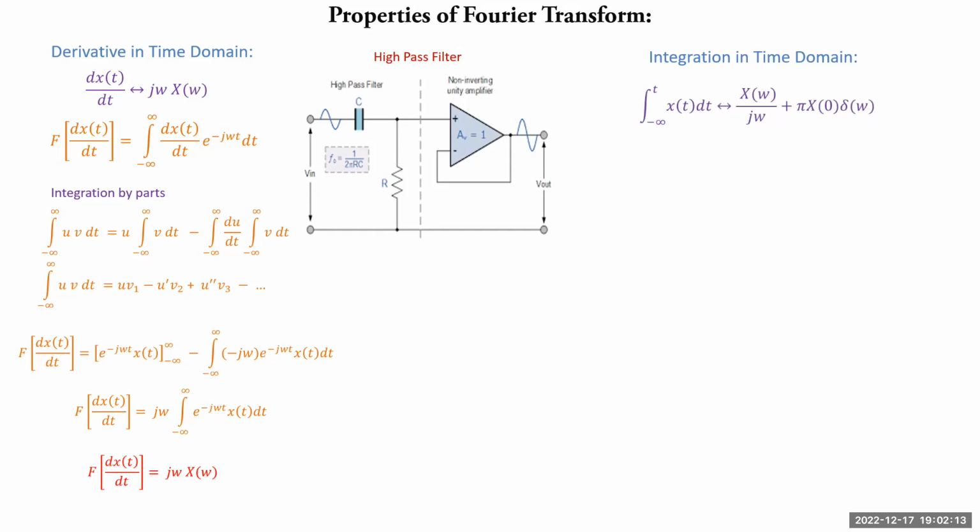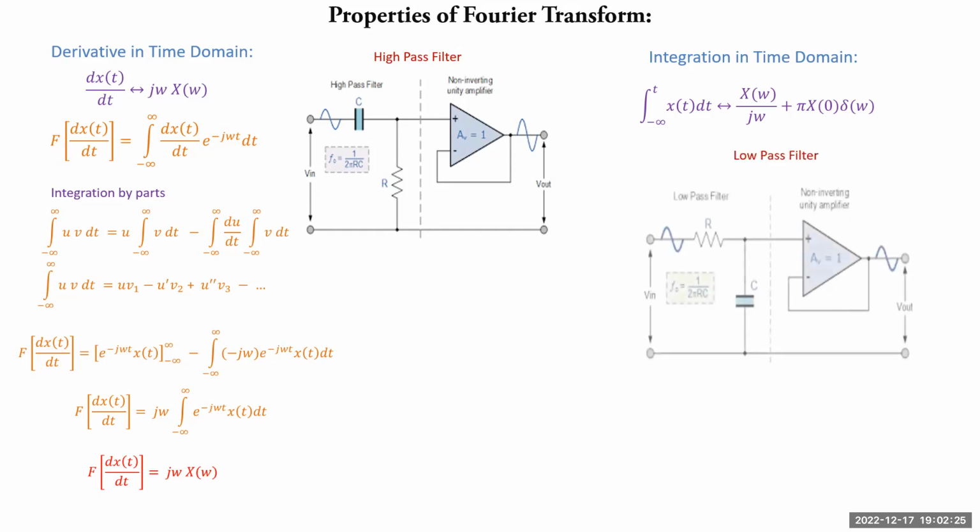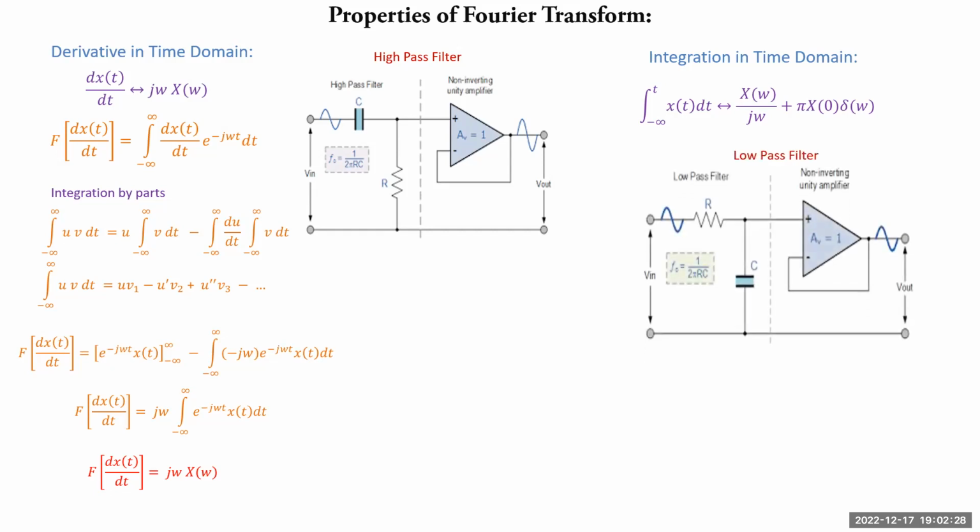The Fourier transform of integration of x of t is given by x of omega by j omega plus pi x of 0 delta omega, and it can be proved very easily using the Fourier inverse transform formulation, and you can take it as a homework problem. Now the low pass filter can be implemented using an RC network where the positions of R and C are reversed, followed by an operational amplifier which avoids the loading effect.